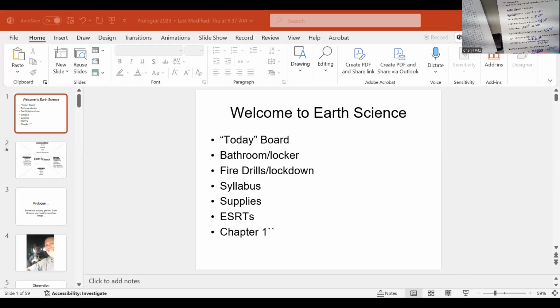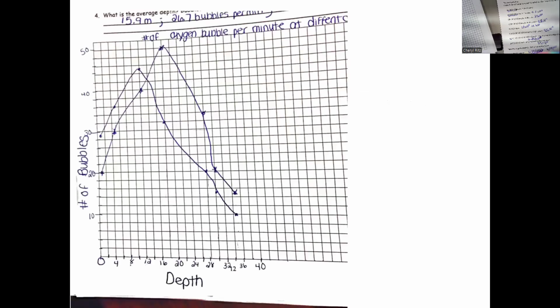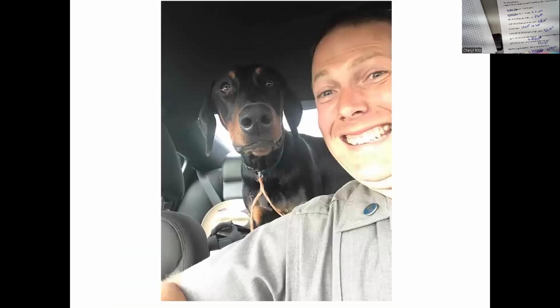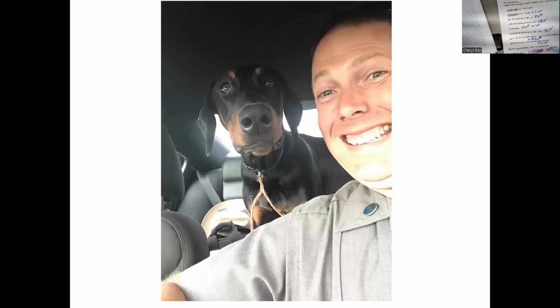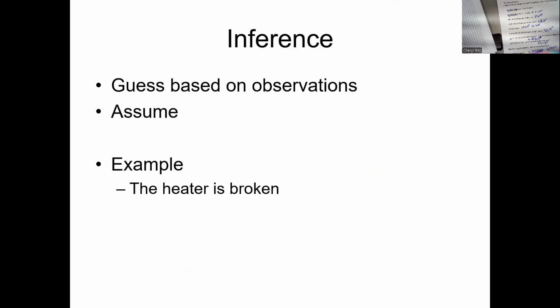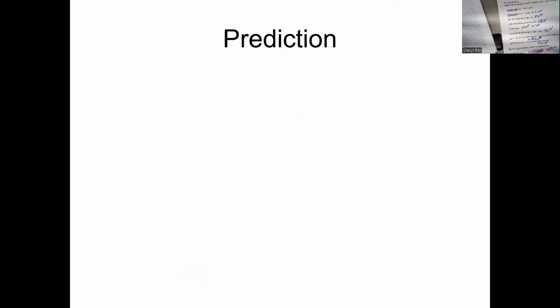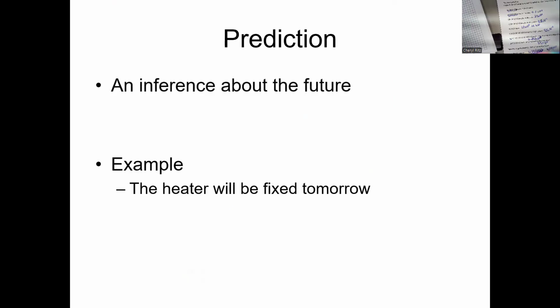So we were really good. You guys were really good at making observations. You got really good at making inferences, so things you guess about. You guys got pretty good at making predictions, so just a guess about the future. And this is where we left off.